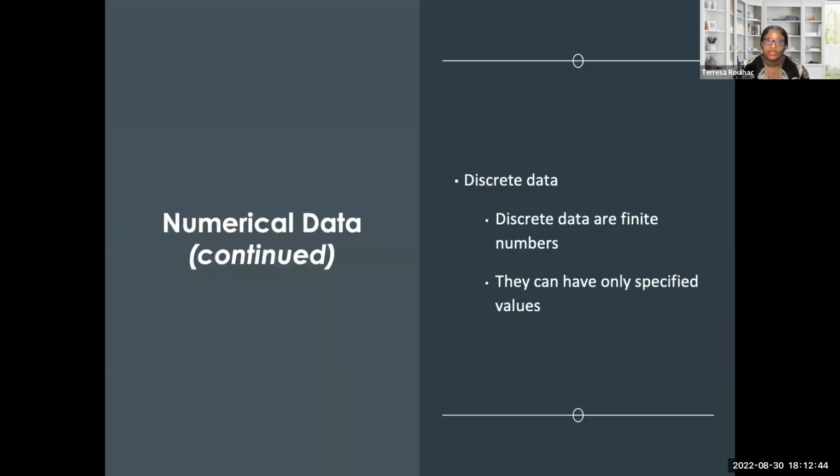Continuing on with numerical data. Here, I want to bring up an example of the number of children in a family. A family can have 2 or 3 children, right? But you cannot have 2.25 or 3.5 or 5.12, right? You have the number or none. So this is where they can have only specified values. You can't have 1.2 pets, right? So you're looking at, here's a family of 5, they have a mom, a dad, 3 children.